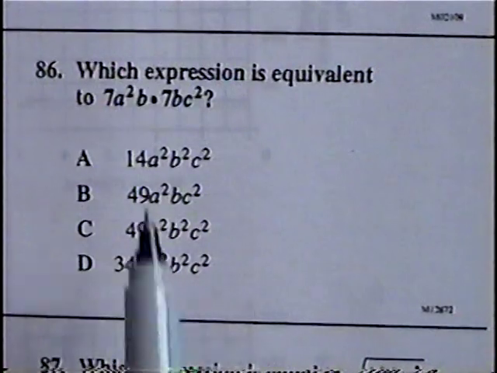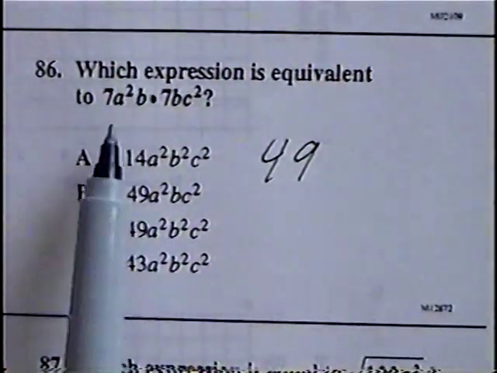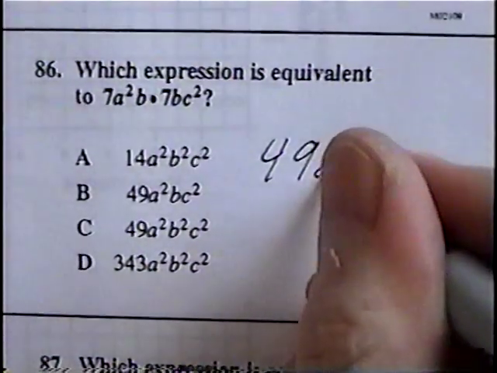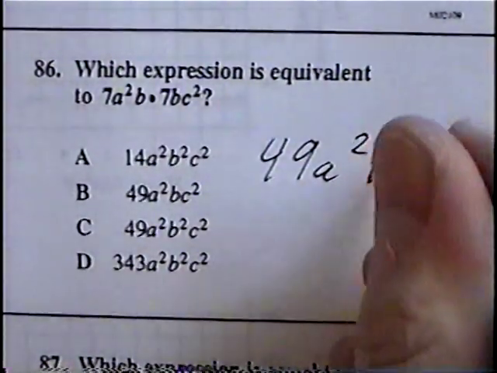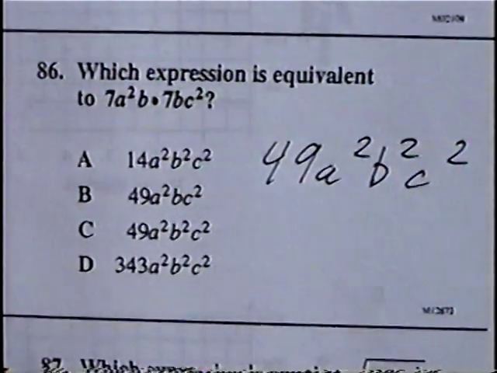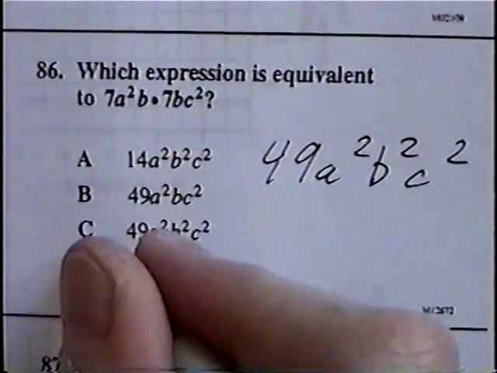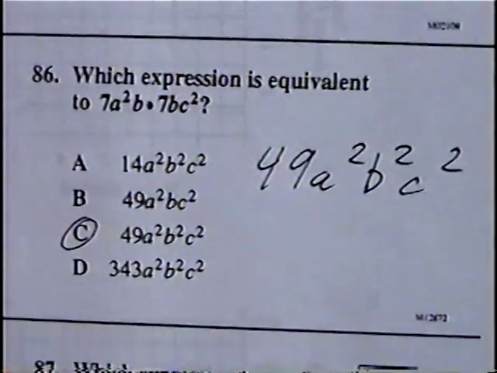Multiplying this problem out, we would have 7 times 7 would be 49. A squared would stay the same since there's no other A's. B times B would be B squared. And C squared would stay the same. Our final answer would be letter C, 49 A squared B squared C squared.